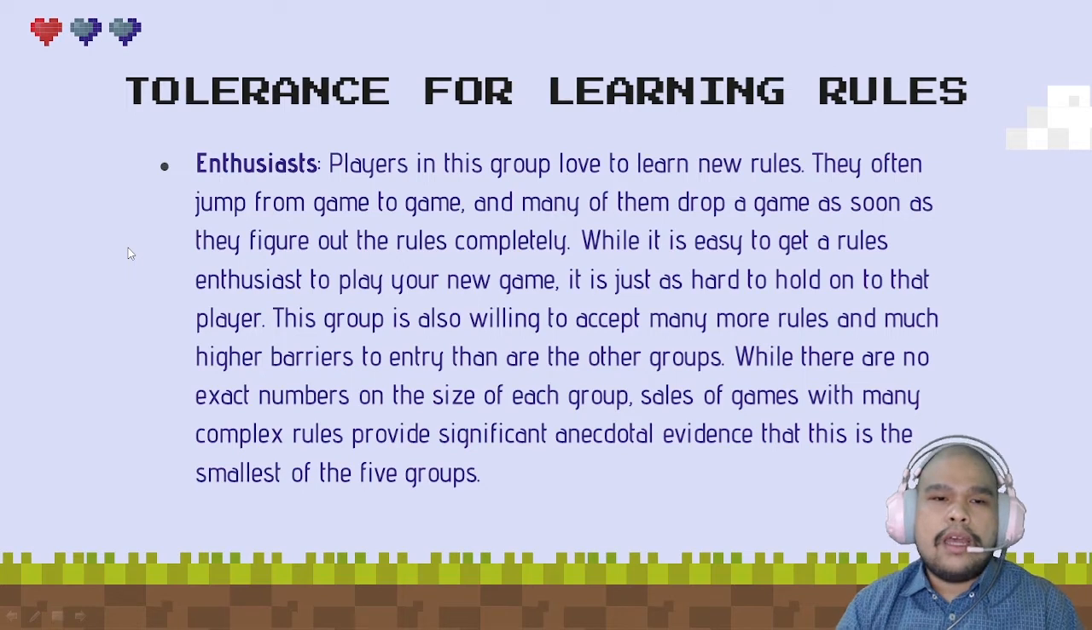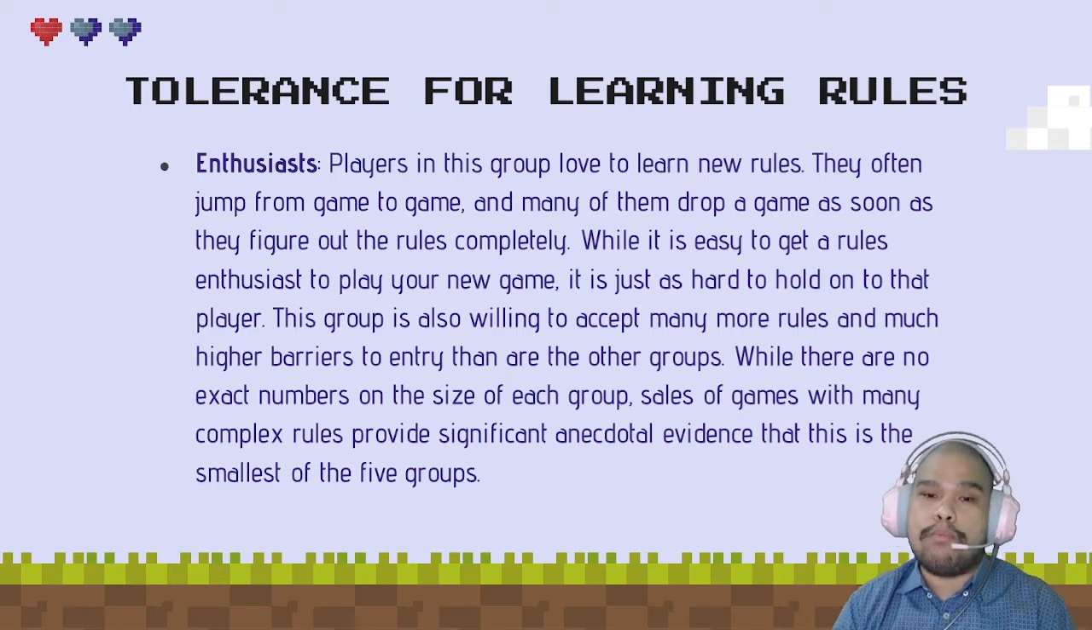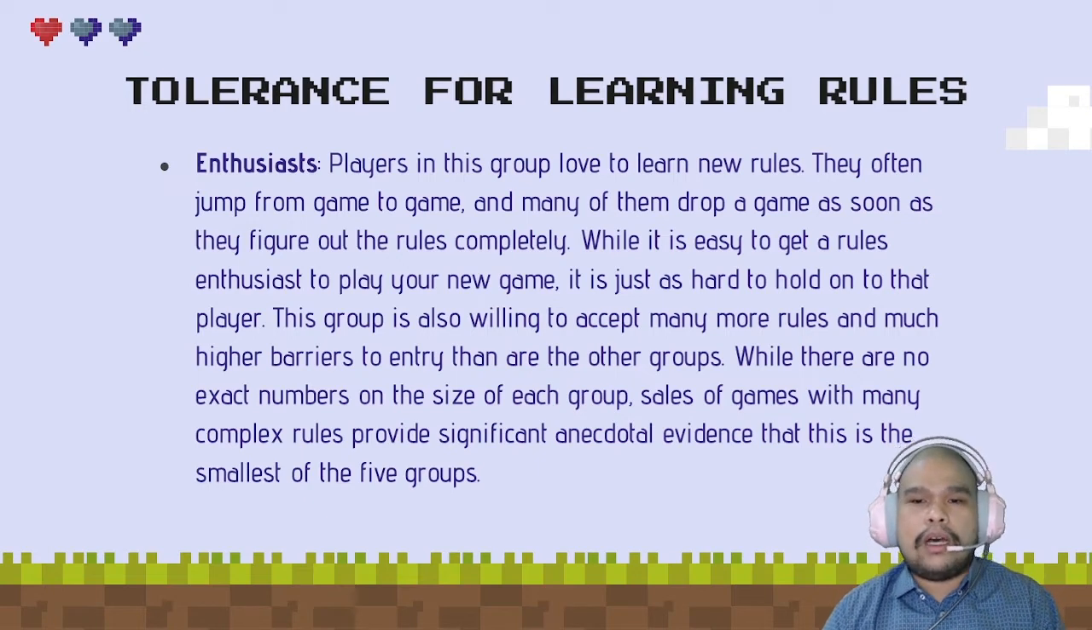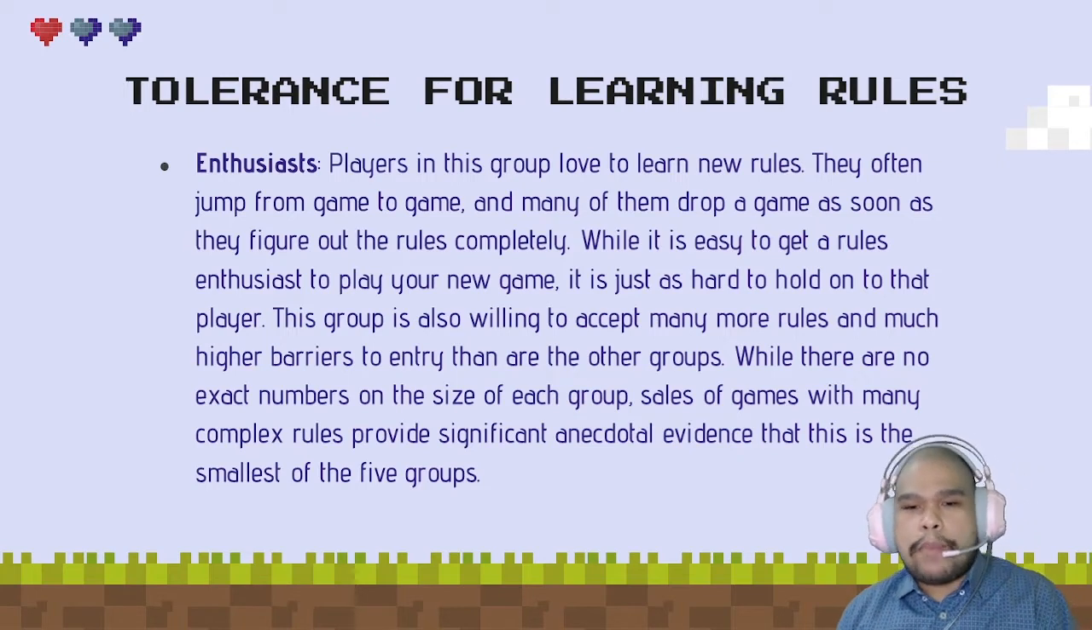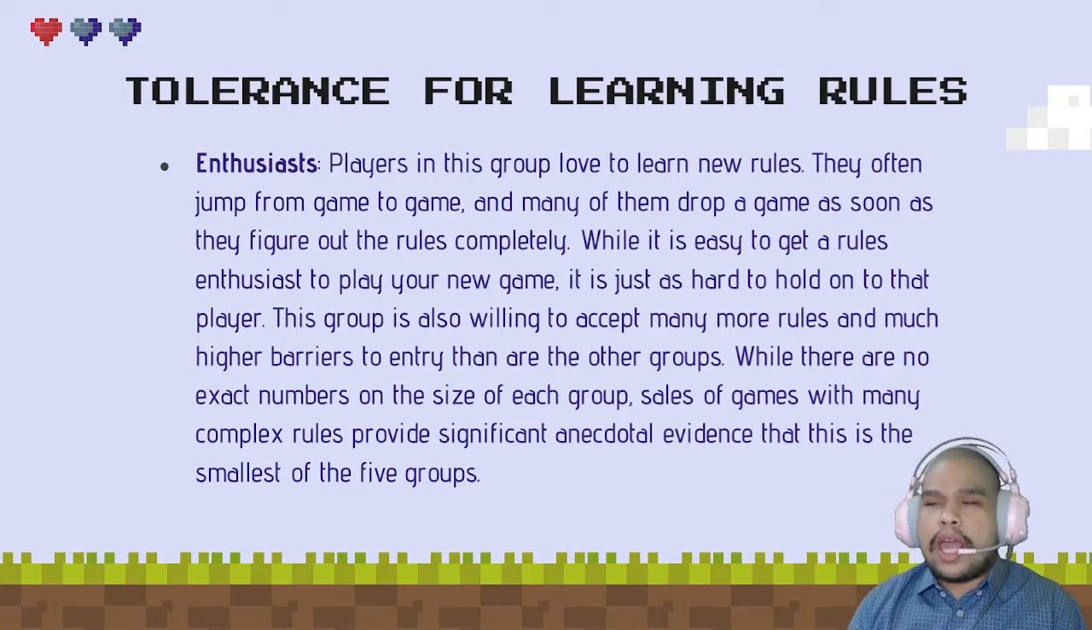We have enthusiast. So, players in this group love to learn new rules. They often jump from game to game and many of them drop a game as soon as they figure out the rules completely. So, while it is easy to get rules enthusiasts to play your new game, it is hard to hold on to that player. So, pagdating dito sa type of players na to, napakakonti lang itong mga ganitong klase ng players na once they already familiarize the game, nagsasawa na agad sila. They want new type of games na meron silang pwedeng aralin. Okay? Pwede silang i-experiment. These are the type of enthusiast players.